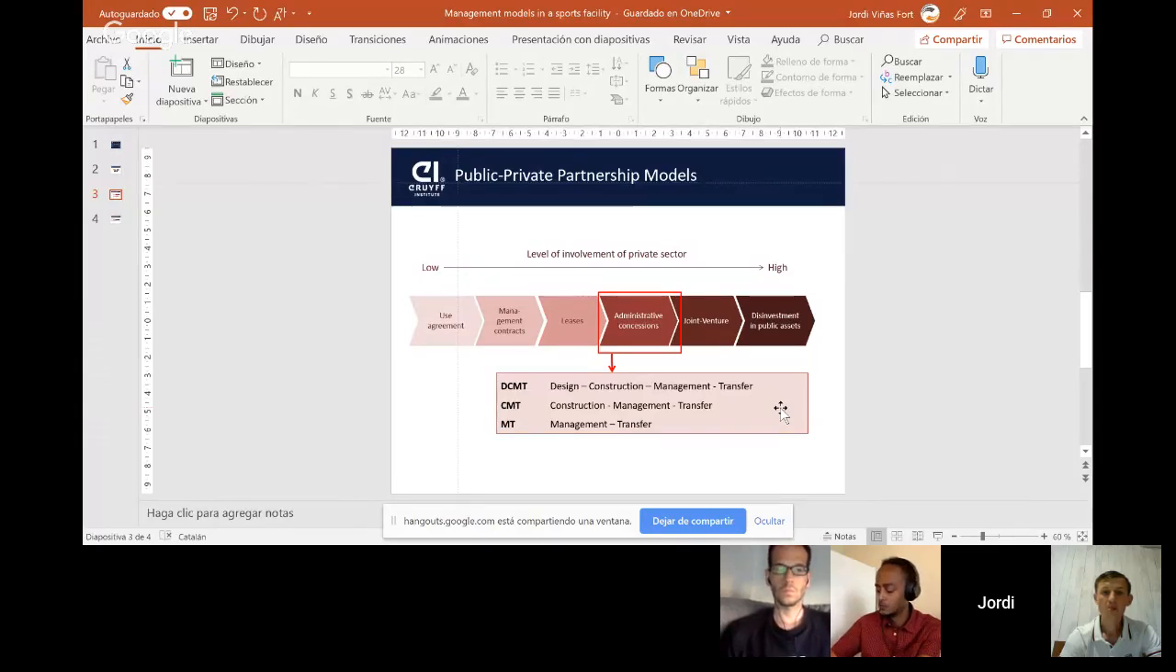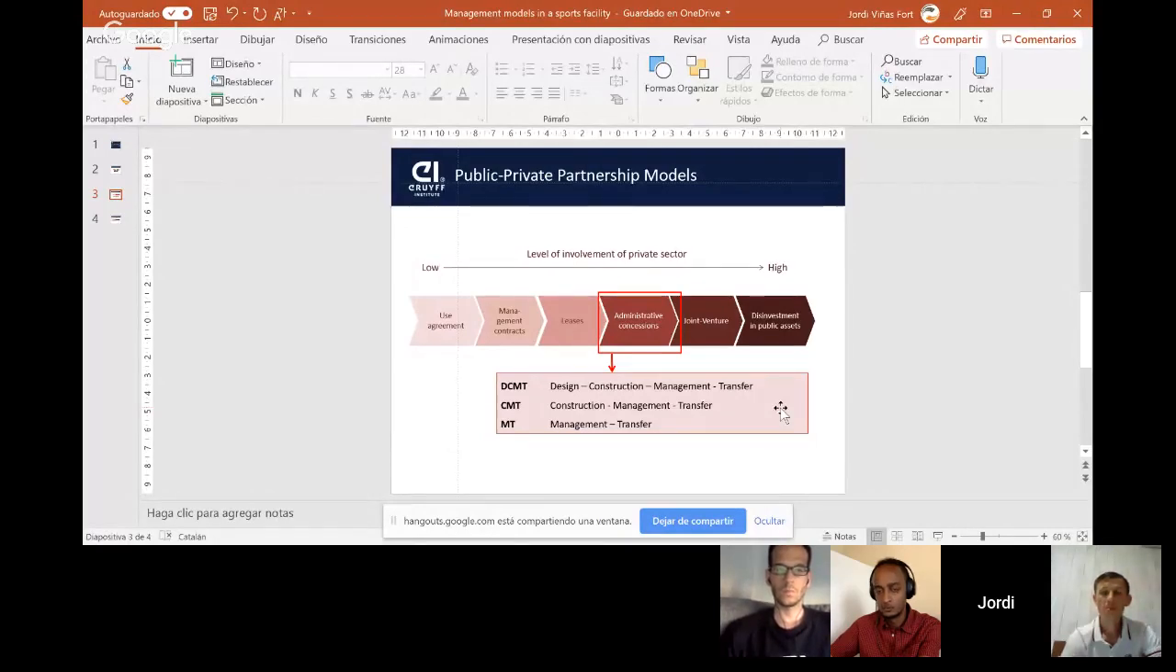So beyond these administrative concessions, we finally have two more elements where the level of involvement of the private sector is very high, which are the joint venture and the disinvestment in public assets. But these are not really common in the sports industry.